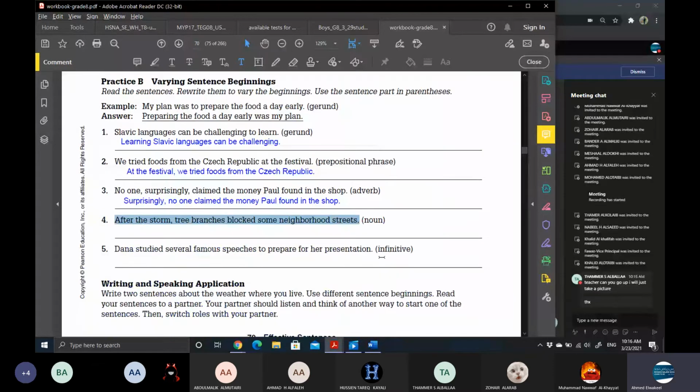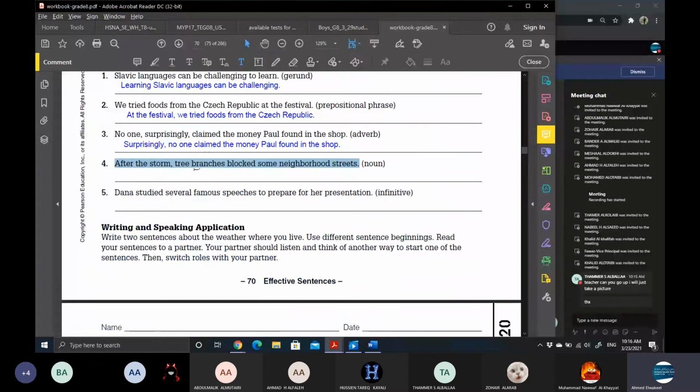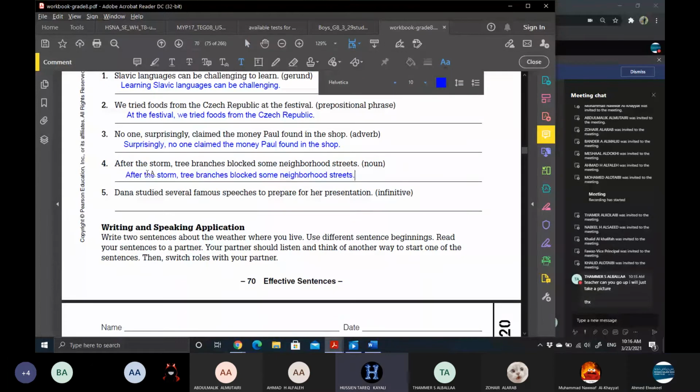Yup. Okay, number four, after the storm, tree branches blocked some neighborhood streets. So we need to start with the noun. Neighborhood streets were blocked by the tree branches after the storm. Nice. But in order to do that, you will say neighborhood streets were blocked, and you will change it into passive. But we can just say it just like this.